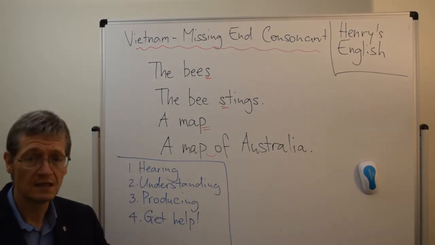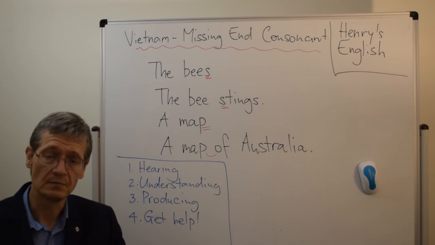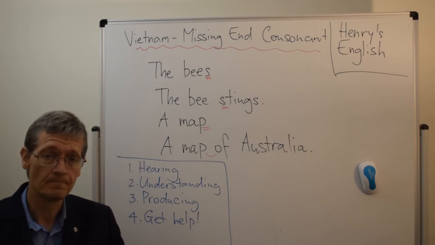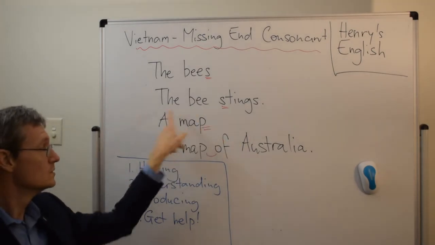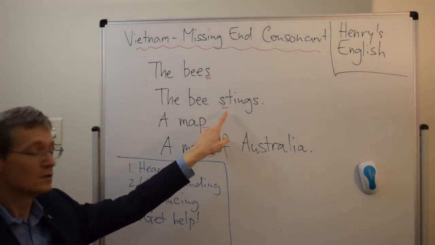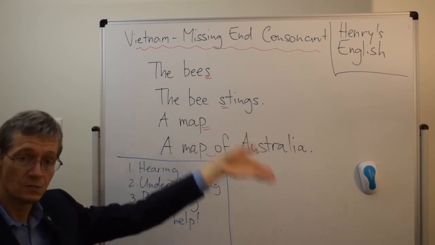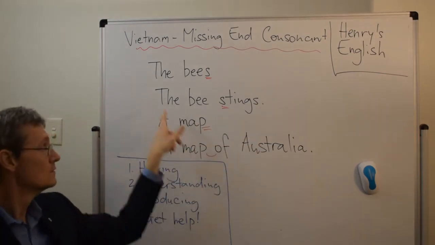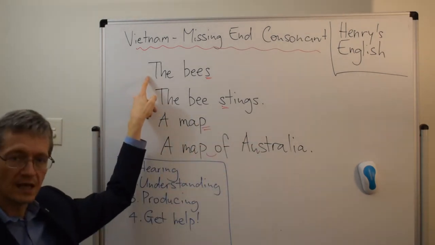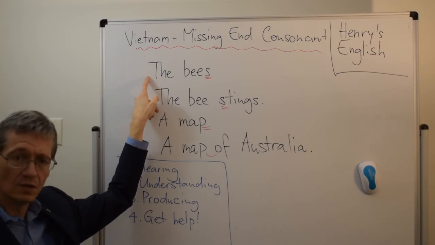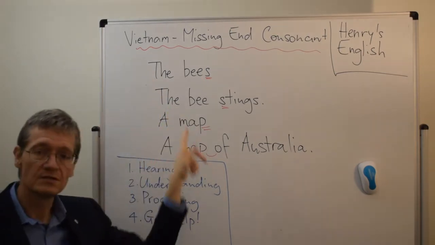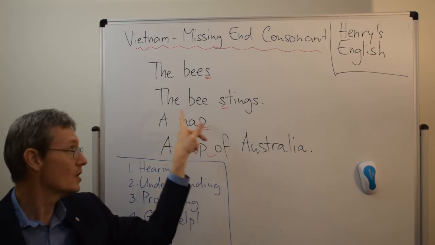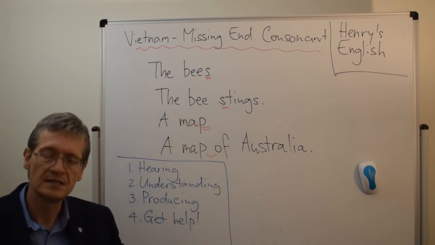Now this is a technique that I've used to help Vietnamese students overcome this problem. What I did was to make a sentence which includes the S sound in the next word. So they're unable to say the bees, or they're not consistently saying the bees, they're just saying the bee. But when it comes to this three-word sentence, they're okay with saying the bee stings.